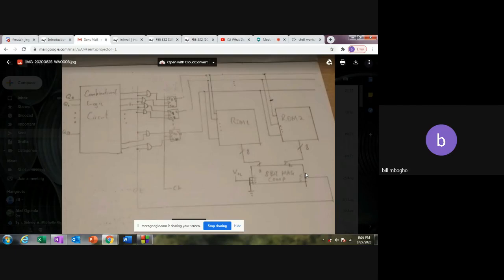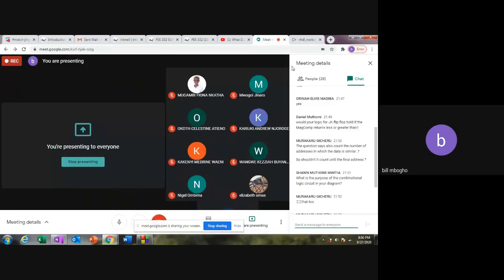So when the equal sign toggles, we go to the next count. But then that might require us to be clearing something. Okay, I haven't worked out the details. I'll get back to you. But I think it's something like that. Maybe somebody has worked out those remaining details.